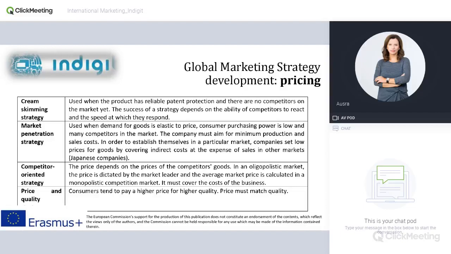The company must aim for a minimum production and sales cost. In order to establish themselves in a particular market, some companies set low prices for goods but cover indirect costs at the expense of sales in other markets, for example, Japanese companies. The third one is the competitor-oriented strategy. An SME should propose a price depending on the competitor's good. And the last one is the price and quality strategy, which is related to quality and price match.